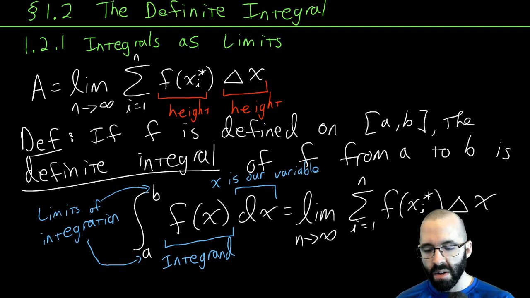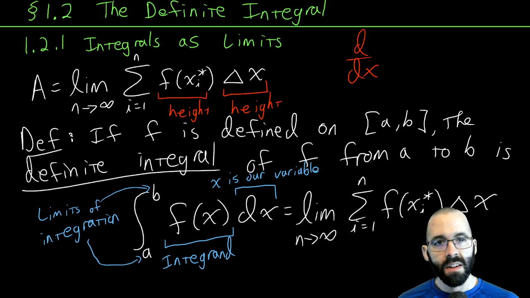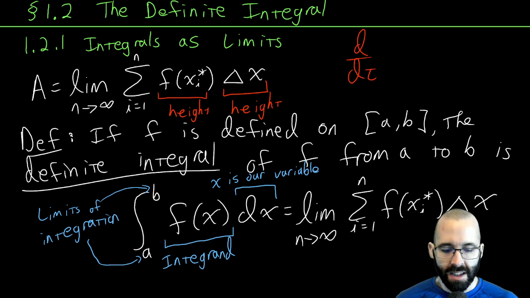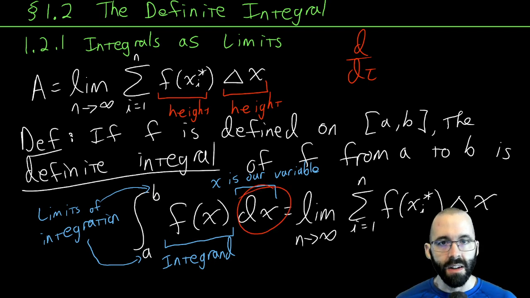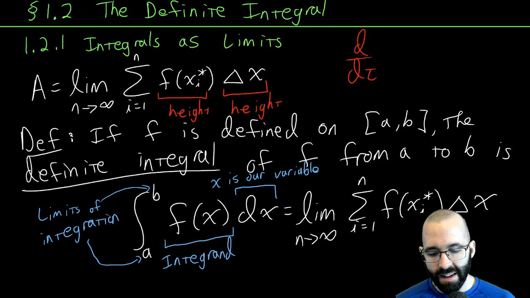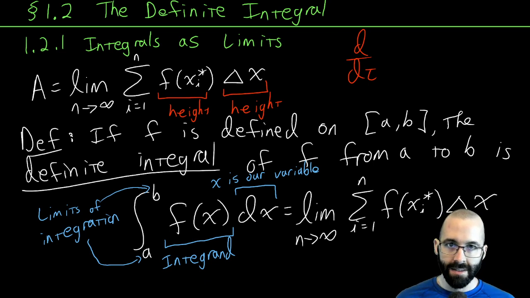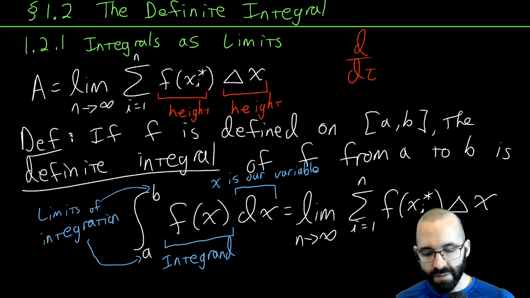Just like, if you remember, when we looked at derivatives, d dx meant derivative with respect to x. d dy was derivative with respect to y. d dt was derivative with respect to t. So it's the same idea here. It's not a coincidence, all right? This says we're integrating with respect to x.